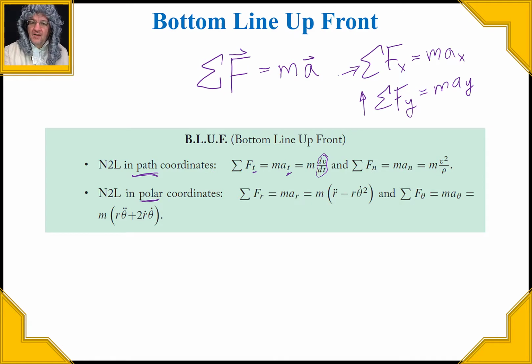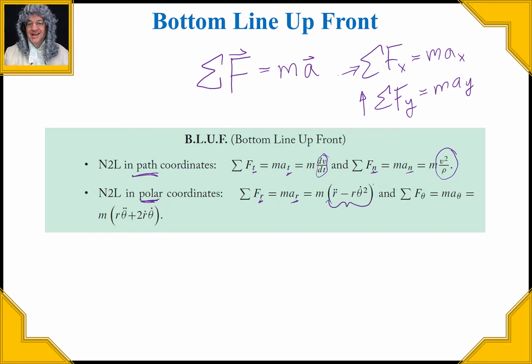But we also have the sum of the forces in the normal direction equal to mass times acceleration in the normal direction, and that is the centripetal acceleration: velocity squared divided by the radius of curvature of the path. Now we also have Newton's second law in polar coordinates, and the sum of the forces in the radial direction equals mass times acceleration in the radial direction.